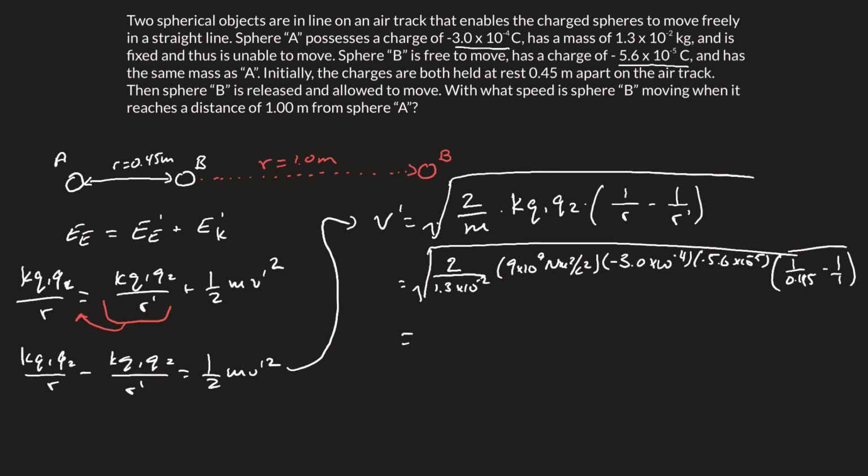After punching that into a calculator, you're left with 168.6 meters per second. To two significant figures, that's 170 meters per second. So that's the velocity of sphere B after it is 1 meter away from sphere A.